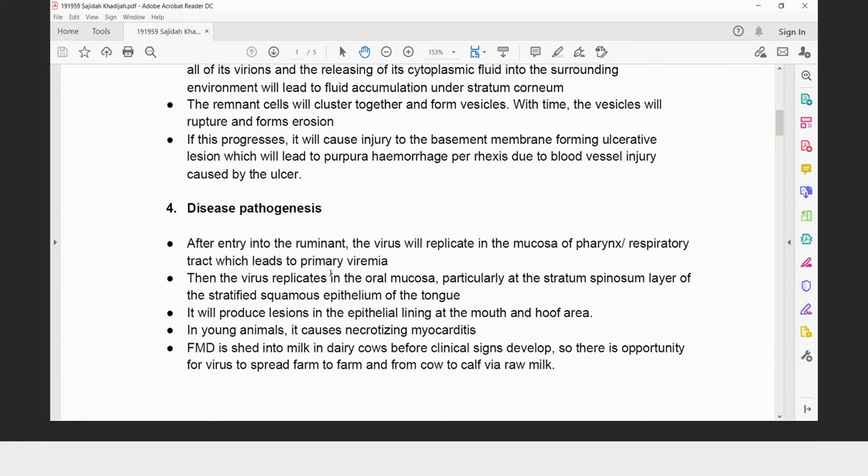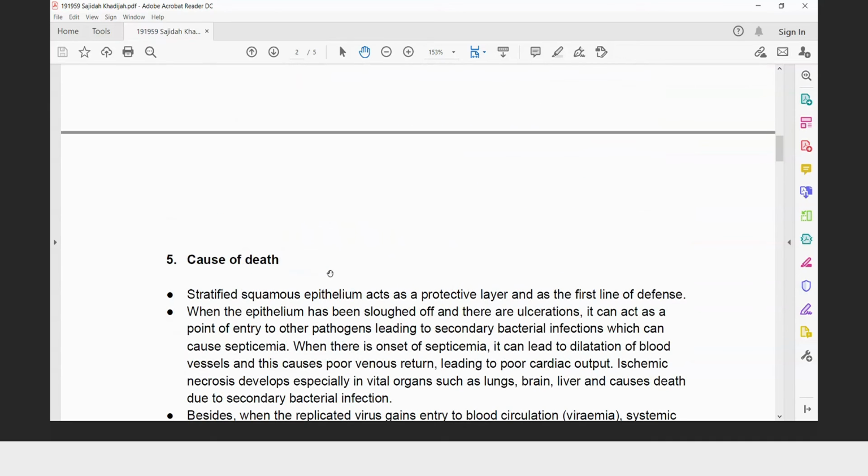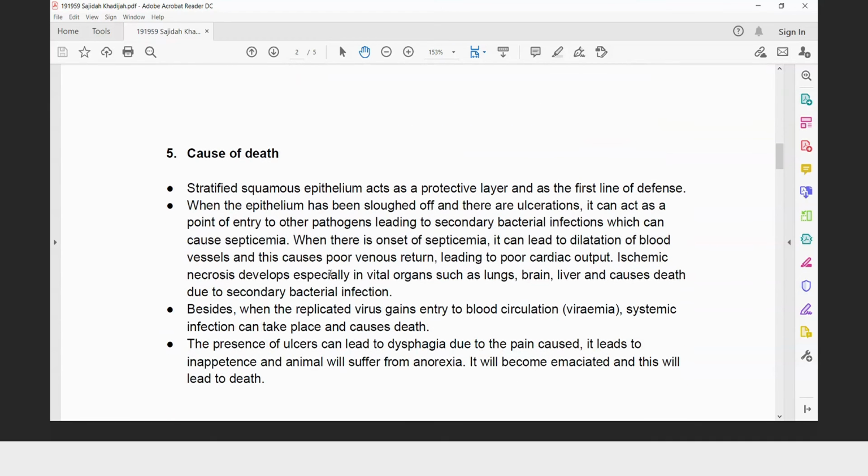Okay. Please take note. If you're not clear, make it very clear. You can ask me, no problem. And then the last one is cause of death. The cause of death actually is the reverse, a backflow of the pathogenesis.